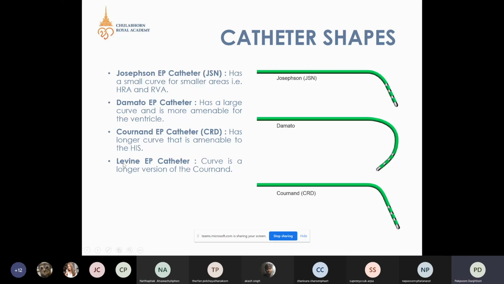The next one is the Lévy EP catheter. The Lévy EP catheter has the same curve as the Cournand EP catheter, but it's larger than the Cournand EP catheter.